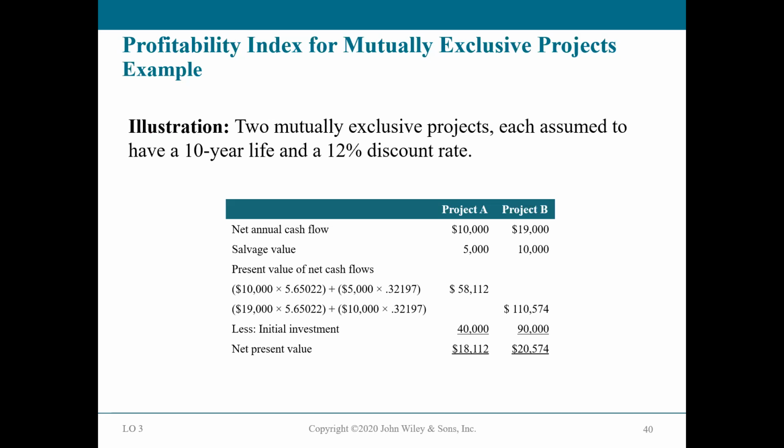So let's look at an example. Two mutually exclusive projects, each with a 10-year life and a 12% discount rate. We have two slightly different net present values of $18,000 and $20,000 for Project A and Project B, respectively, all discounted to today.